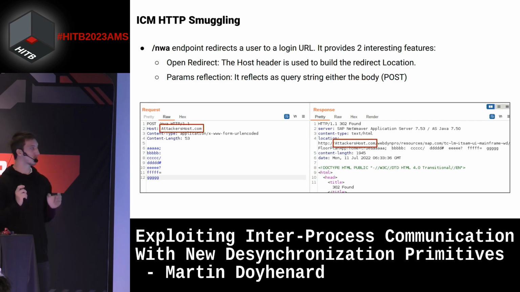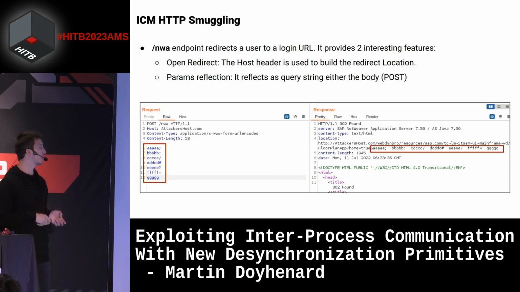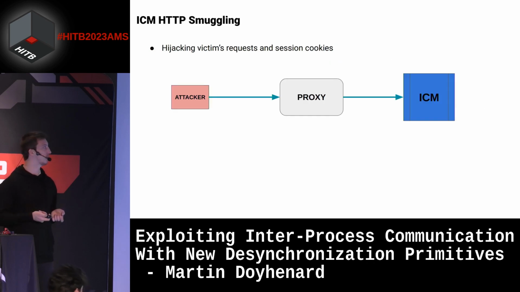And also, we have a parameter reflection. We can reflect anything we send in the body of the post request back in the query string of the relocation URL. So this is going to be really useful for us to generate an attack.